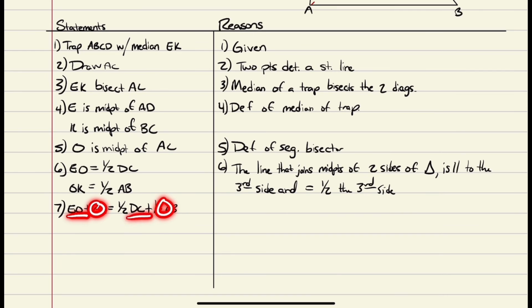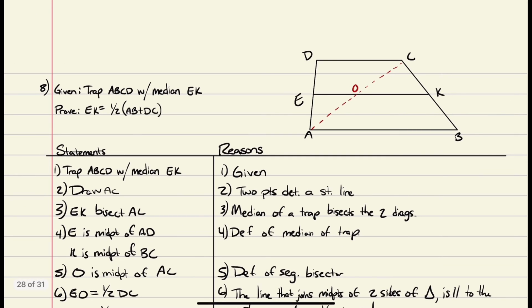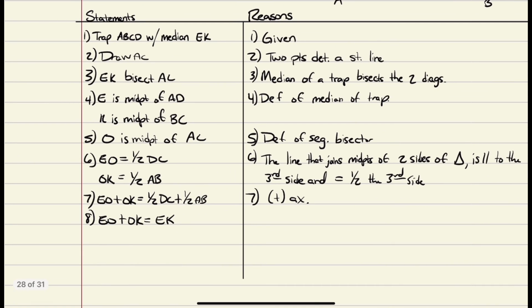Addition axiom. Number 8, I'm going to state something extremely basic. EO plus OK equals EK. Oh man. EO plus OK equals the whole. Hallelujah. That's pretty simple. The whole is equal to the sum of all its parts.